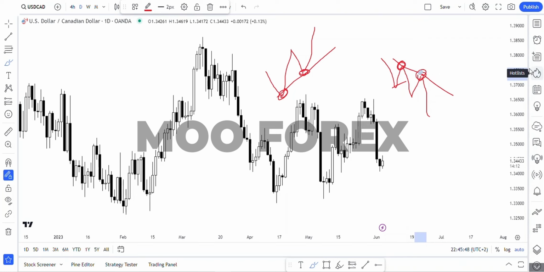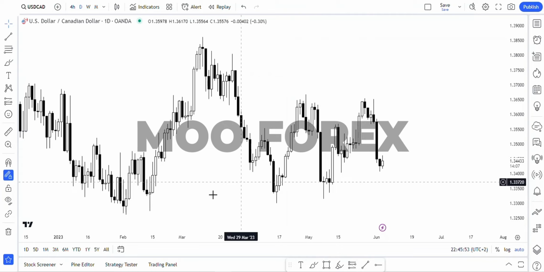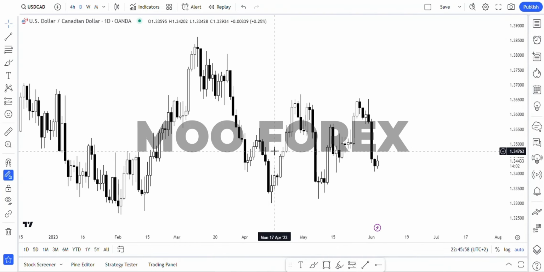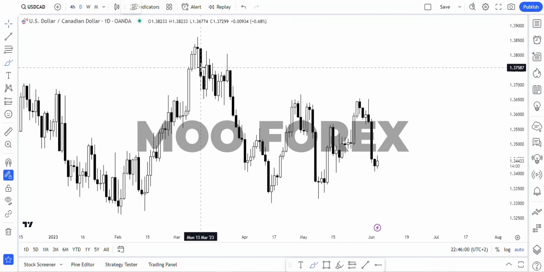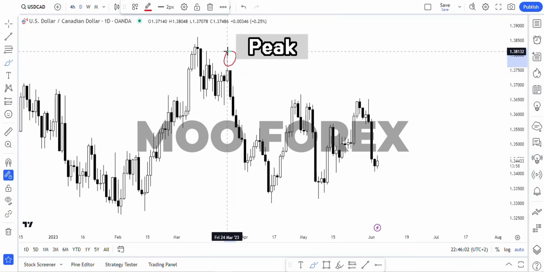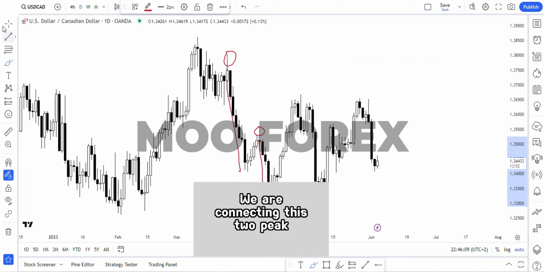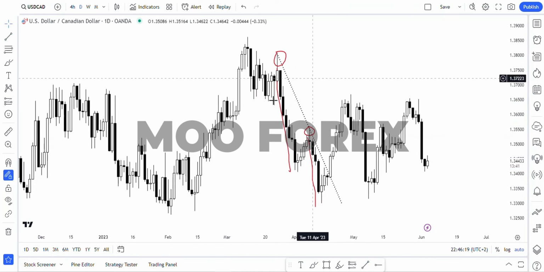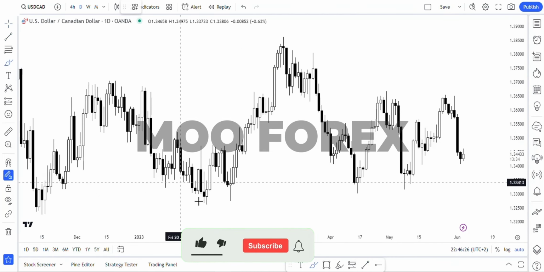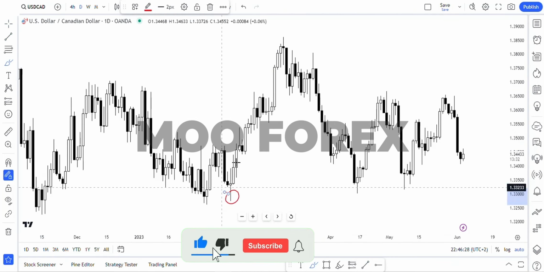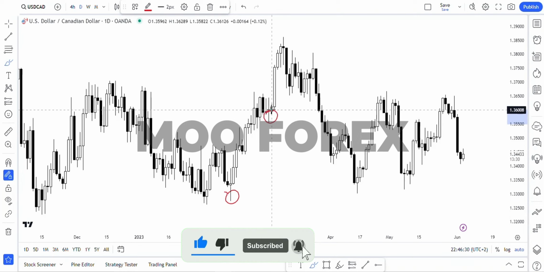Okay, now let me show you some examples in real market conditions. Let's start from this chart. For example, here in this chart we have a peak and then we have another peak. This made the low and that made the lower low, so we can connect these two here. Then this move here, we can connect this one here and we can connect this one here.